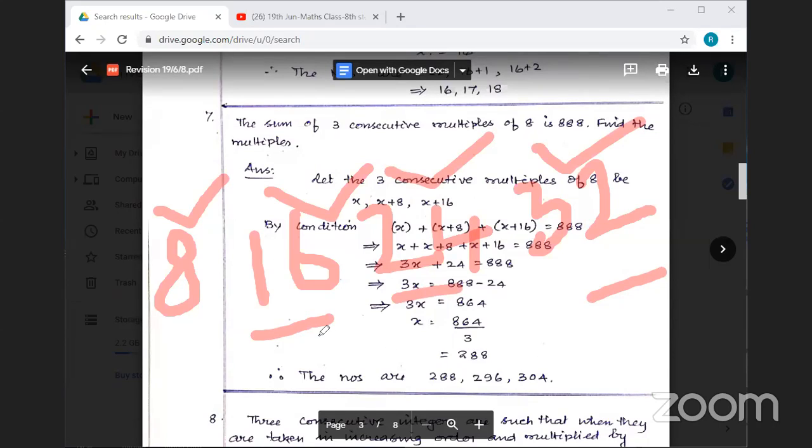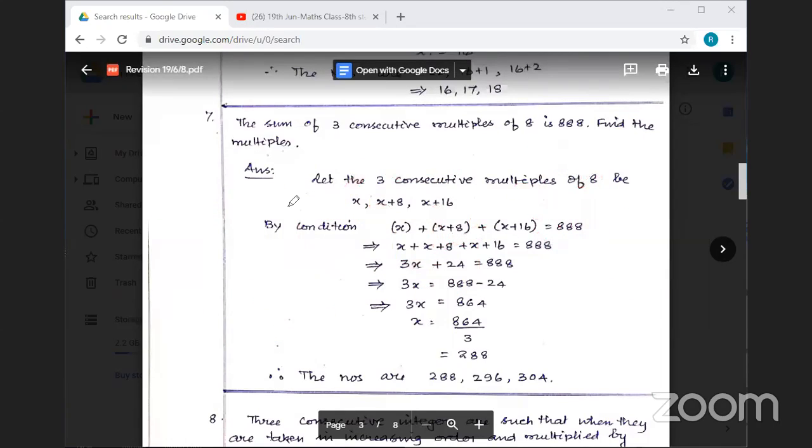Now let us see here. Let the 3 consecutive multiples of 8 be, one is x, what is the next number? You have to add 8. You have to add another 8, 16. x, x plus 8 and x plus 16. Any doubt in this?